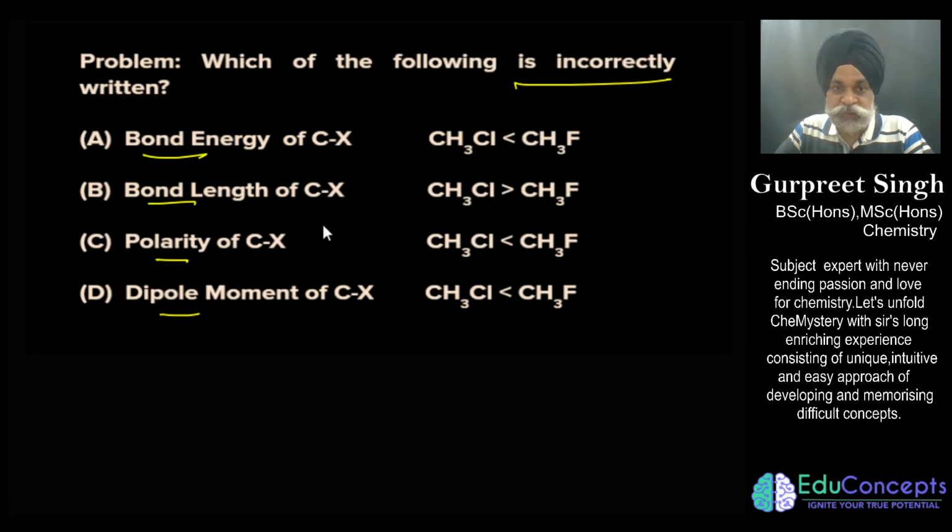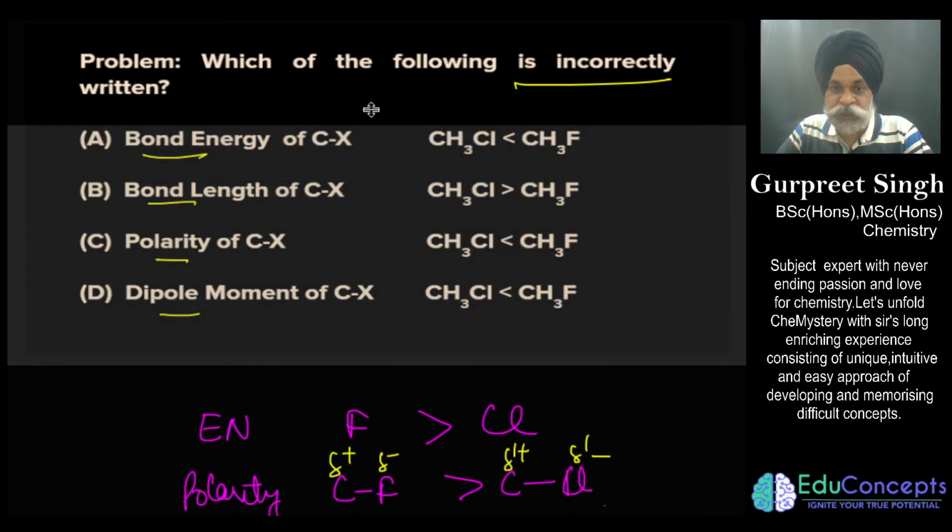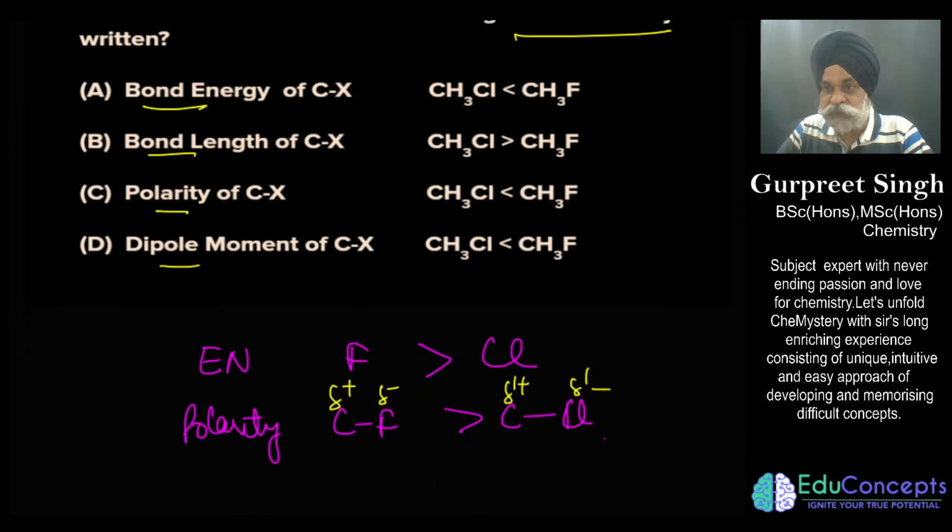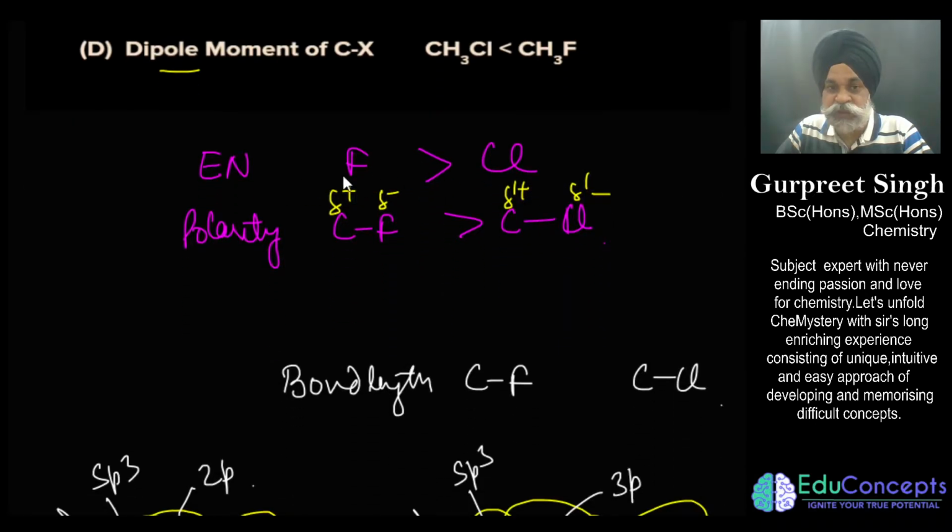So to solve this question, let us see what can be done here. We know for sure that the electronegativity of fluorine is greater than that of chlorine. So this is very clear to us. And if fluorine is more electronegative, the polarity in the bond would be greater for the C-F bond. Of course, the more the electronegativity difference, the more the polarity.